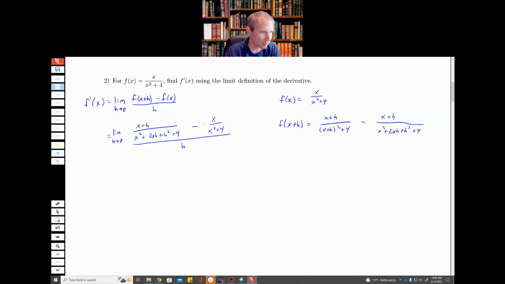I have two fractions that I want to combine together, so I need a common denominator. They don't have anything in common. I know it looks like the x squared and the 4 are nice common pieces, but when we're looking at common denominators, we're looking at common factors, and this is all one big factor. This is all one big factor, so they don't have any factors in common. So the fraction on the left, I have to multiply by x squared plus 4 on top and bottom. Fraction on the right, I have to multiply by x squared plus 2xh plus h squared plus 4 on top and bottom.